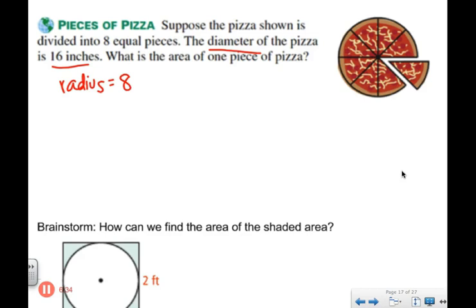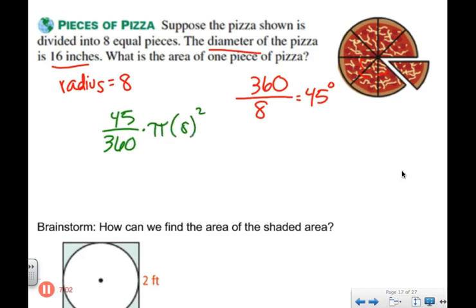of 8. Now if I have 8 equal pieces, to figure out what each little measure of the pizza is, I would say I've got 360 degrees divided by 8 people. So if I do 360 divided by 8, you should get 45 degrees. So basically each slice of pizza has got a 45-degree angle at the center. So the area of one piece, I would go ahead and plug it in. So 45 over 360 times pi r squared. So let's do that really quick. And you get 8 pi.